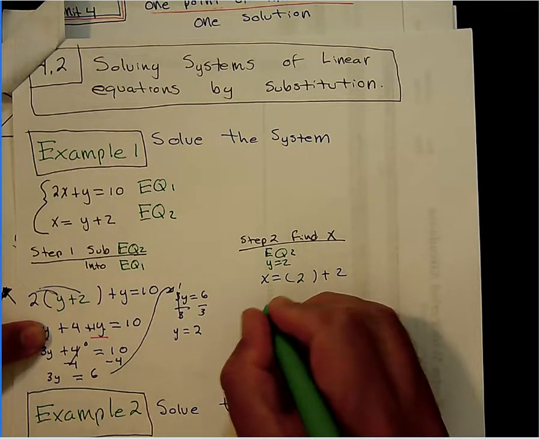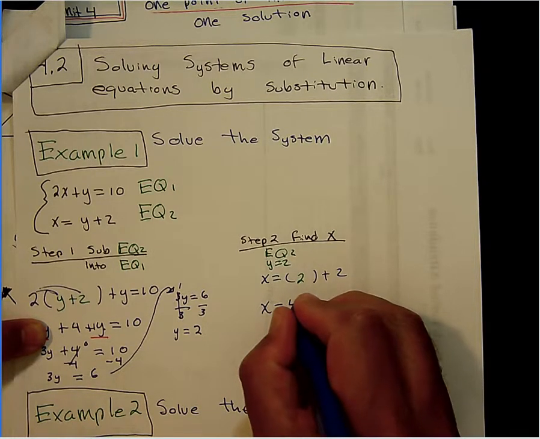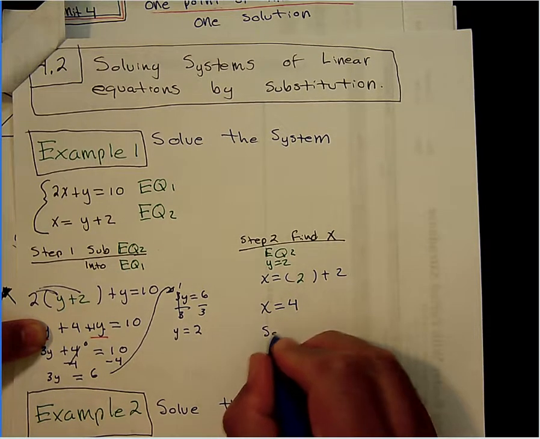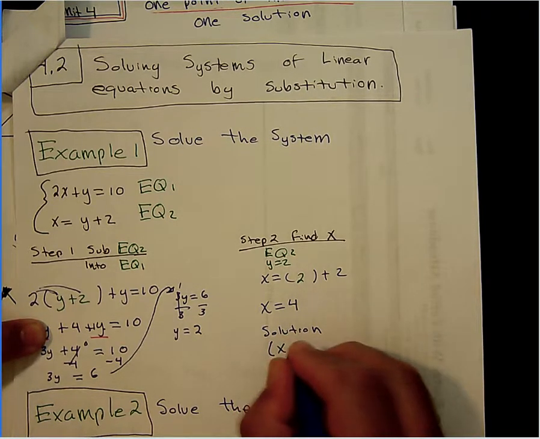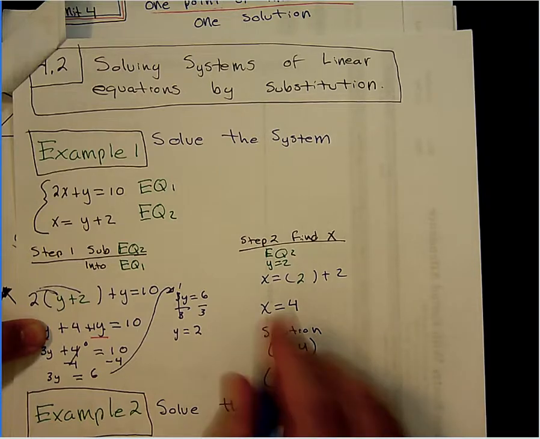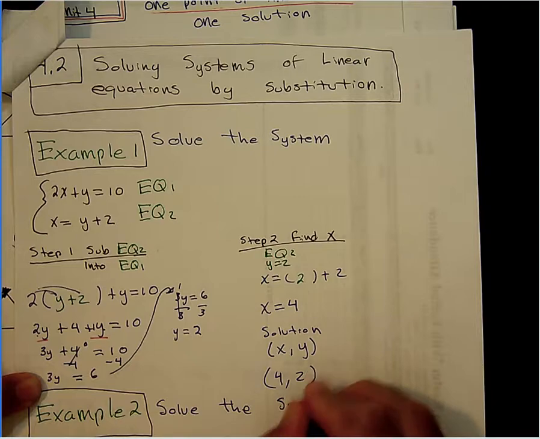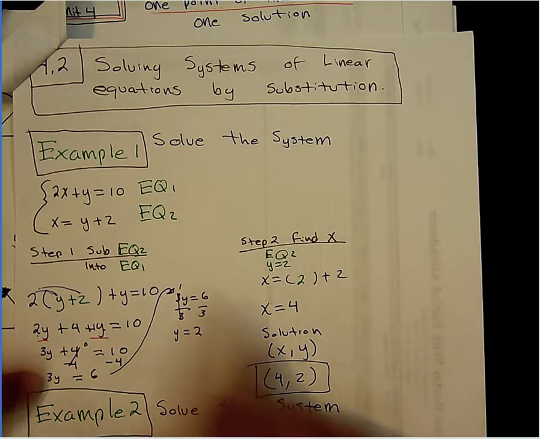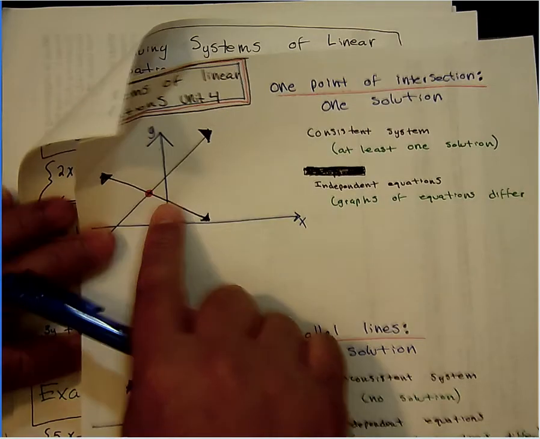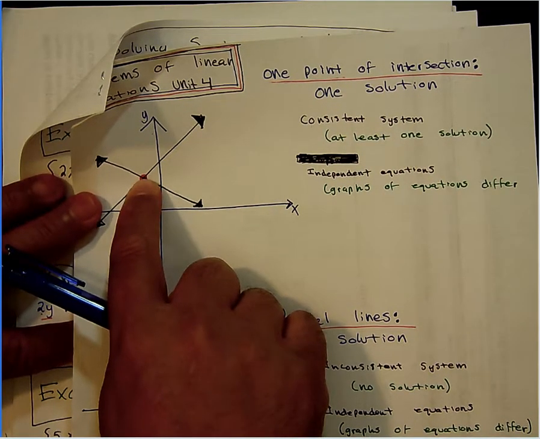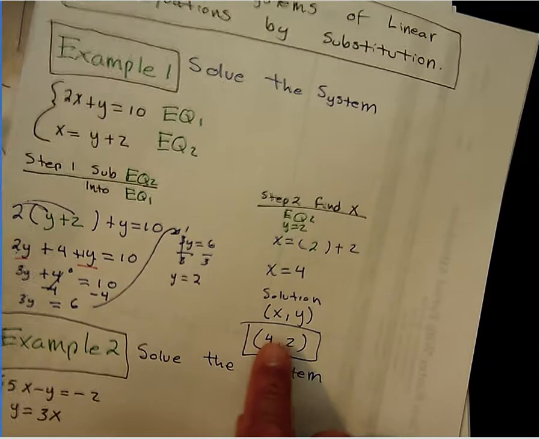So x would be 4. The solution goes x and y first. So x first, which is 4, and then y, which is 2. So that would be the solution. This would be an equation like this, where they intersect at one point, and that point is the intersection, and you denote it like that. It needs to be in this ordered pair form.